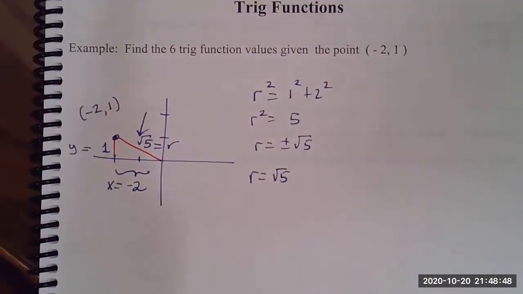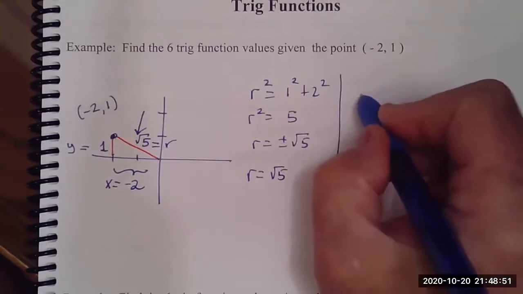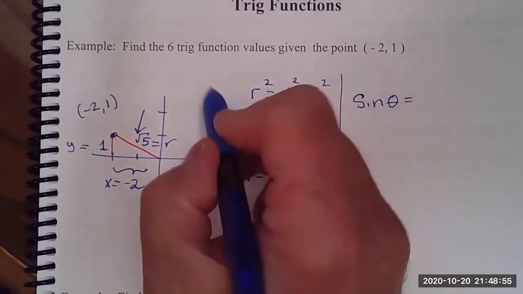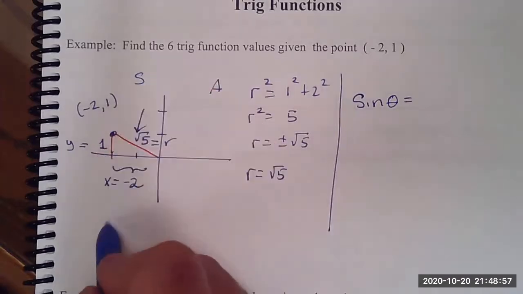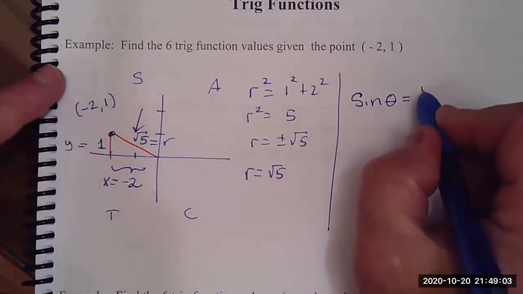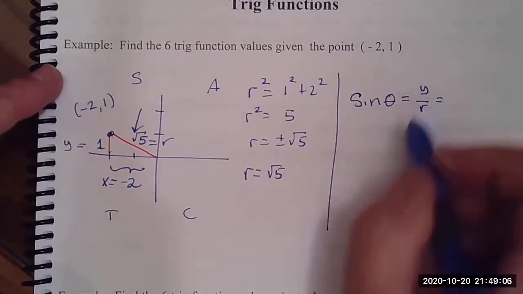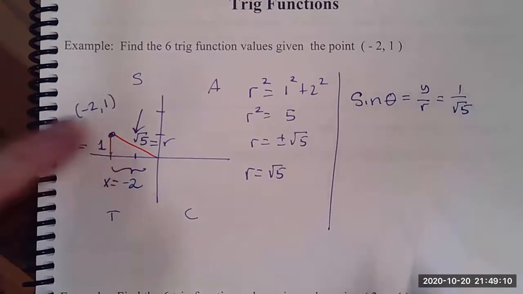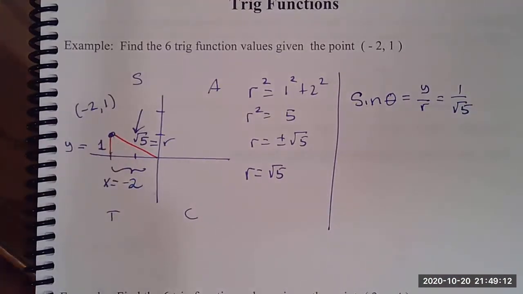So from the previous page, then, sine of some theta in quadrant 2, this is a smart trig class. Sine, it better be positive. That's y over r. So that's 1 over root 5. Yep, sure enough, positive 1 over root 5. And if you need to rationalize it, you know how to do that.